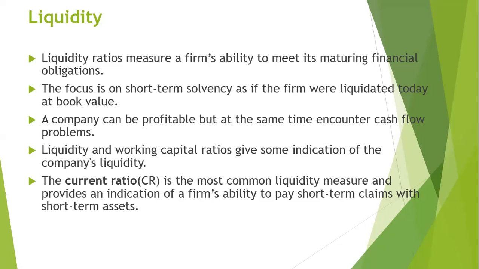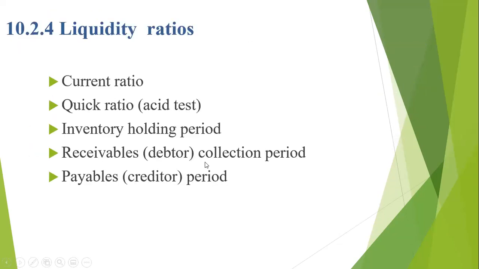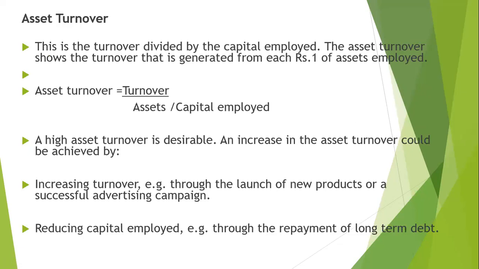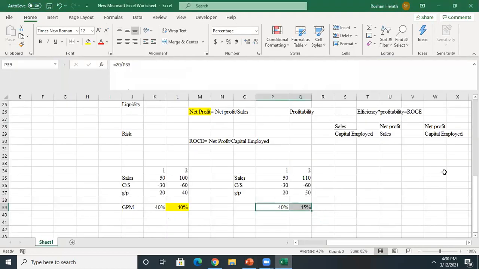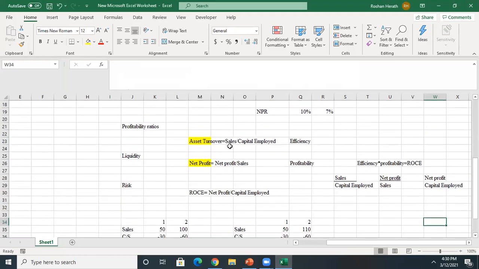Asset turnover ratio, we take total assets. Okay, in the asset turnover ratio, yes, that's what I told you. Here you can see we have calculated asset turnover using turnover divided by assets. So that is one way. And even if you wish, I have shown you that this asset turnover can be calculated in this particular way: it's the sales divided by capital employed.